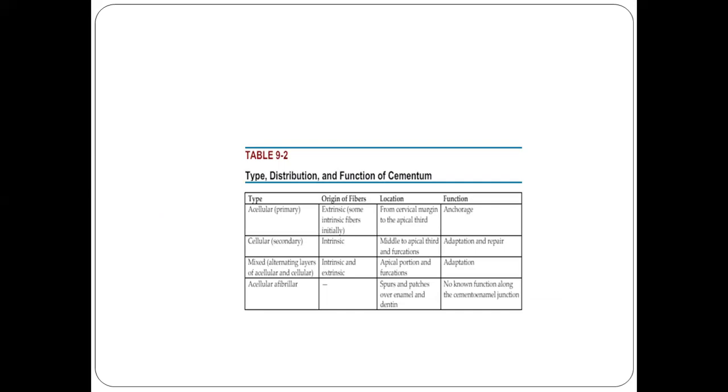So these are the pictorial diagrams. This is the table which is showing different types of cementum.